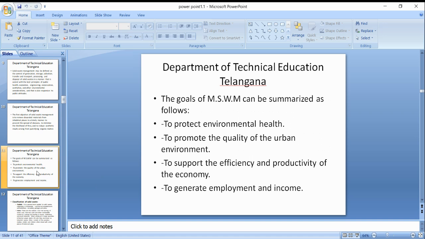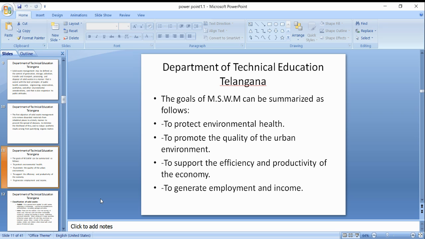The main objectives or goals of municipal solid waste management are to protect the environment, to protect the quality of the urban environment and promote that quality, to support the efficiency and productivity of the economy, and to generate employment and income.